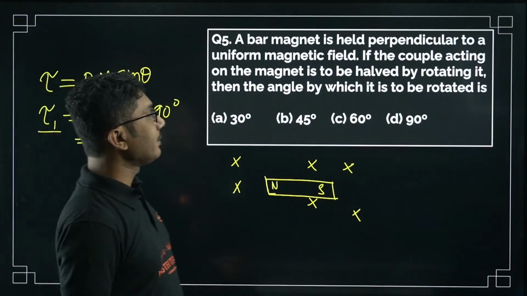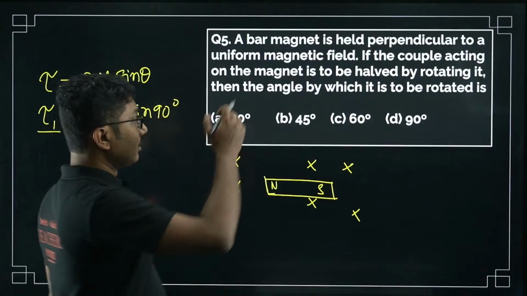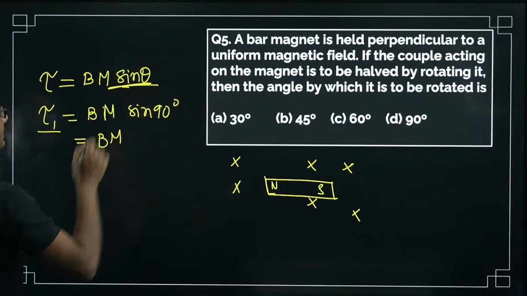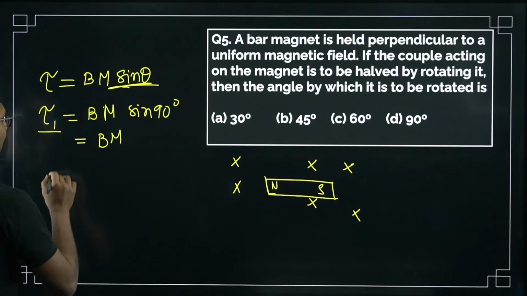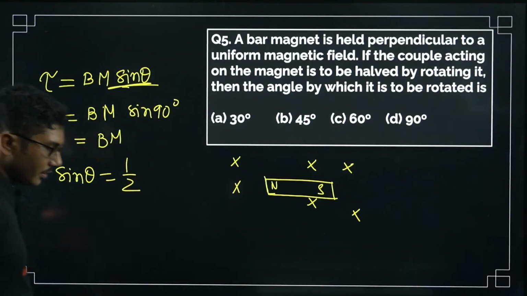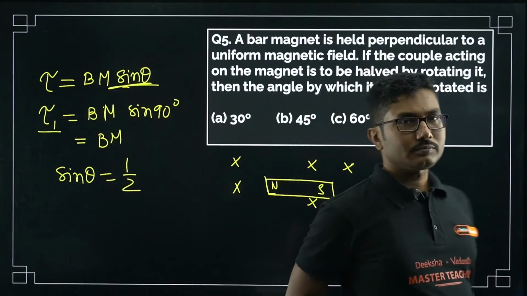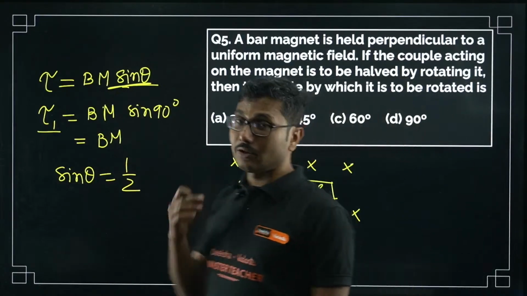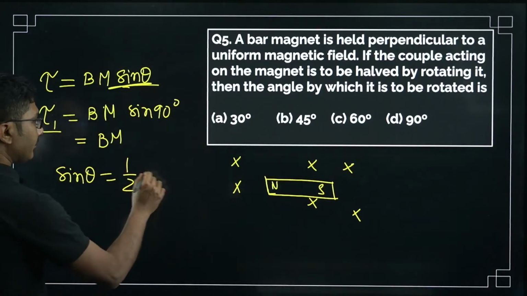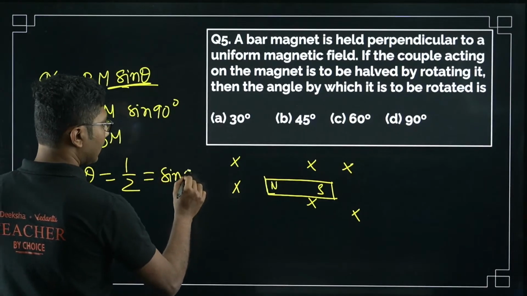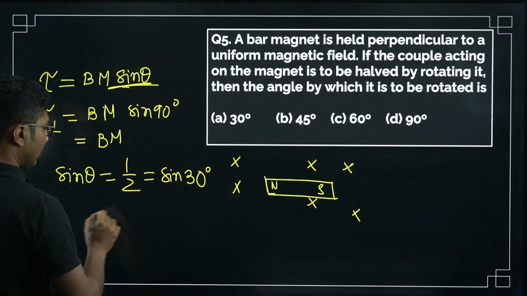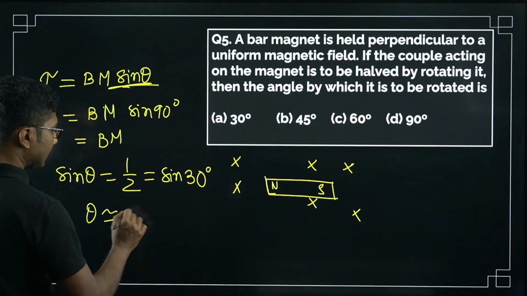Now you have to rotate it to make the torque half. So if you want to make the torque half, by what angle should you rotate it so that sine theta gives you a half value? So basically you have to find the value where sine theta is half. What is the value of theta? That is not the answer, by the way. If you just find the theta for half, that is not the answer. We know that sine 30 is half, so theta is 30 degrees.